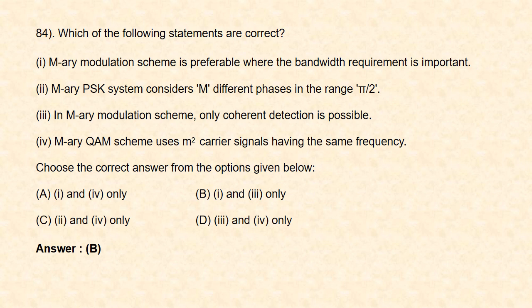And the fourth statement, M-array QAM, that is quadrature amplitude modulation scheme, uses M square carrier signals having the same frequency. This statement is wrong because it uses only 2 carrier signals. So statement 1 and 3 only are correct. So option B is the correct option.